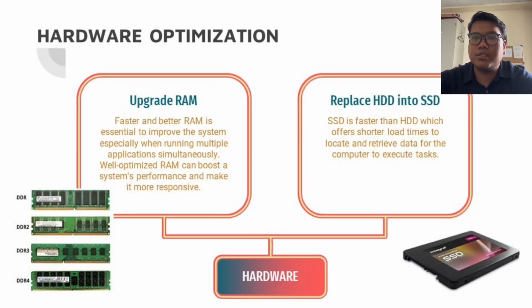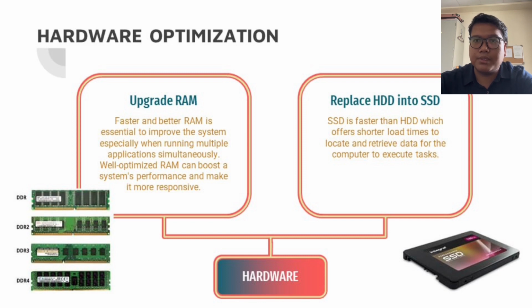Now, let's see the strategies for solving bottlenecks. We will be looking at the hardware strategies first. So the first strategy of solving bottlenecks caused by hardware is upgrading the RAM, which is random access memory. RAM is really important as it stores all the concurrent processes on a computer. Thus, faster RAM is essential to improve the system, especially if the computer is running multiple applications at the same time. Well-optimized RAM can boost system performance and make it more responsive.